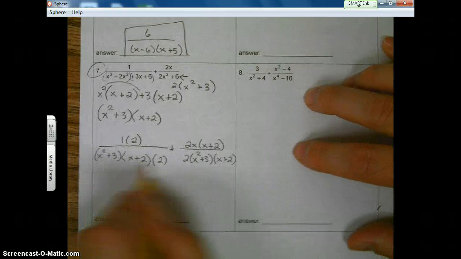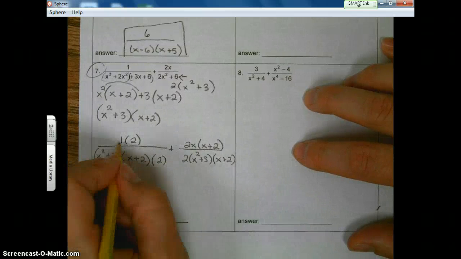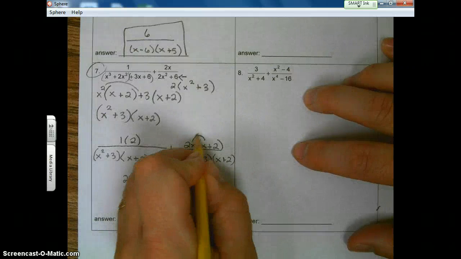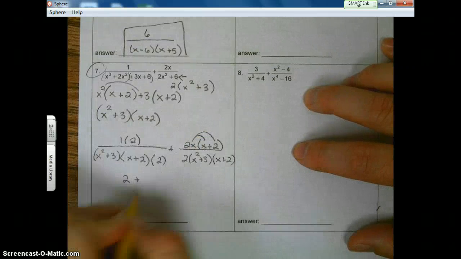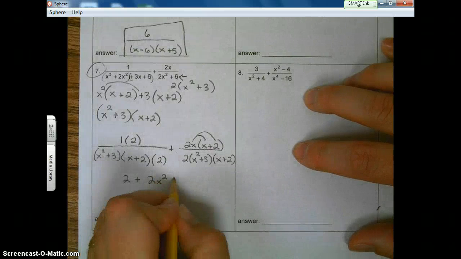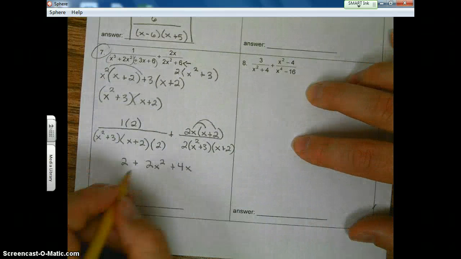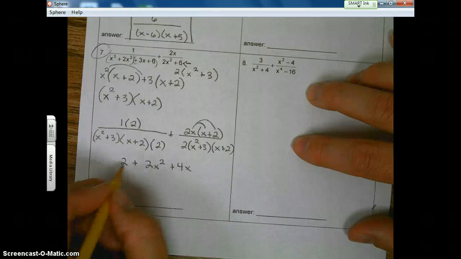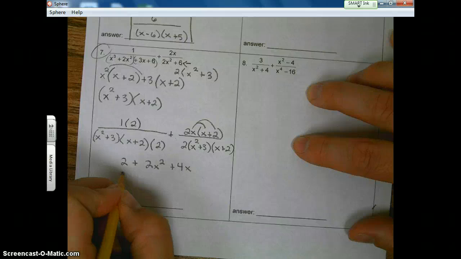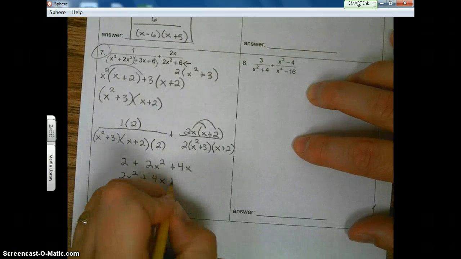So once we get a common denominator, we're going to add the numerators together. So 1 times 2 is 2. Distribute. 2x times x is 2x squared. 2x times 2 is 4x. Okay, so what I have here is I'm going to rearrange these so they're in the correct order. I'm going to put the 2x squared first, then the 4x, and then the 2.